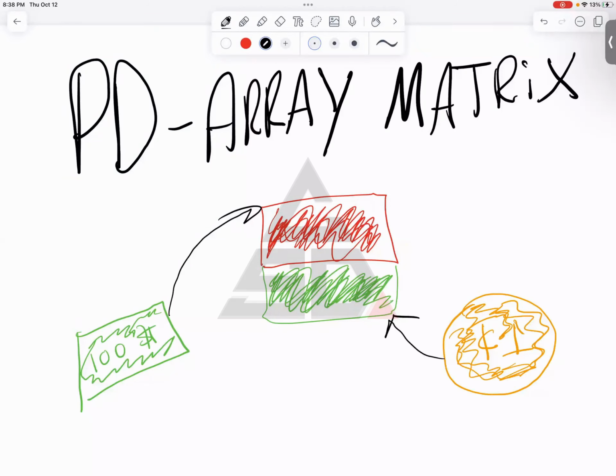The PD array is very powerful because it's somewhat of a tool you can use to identify your situations and how you can capitalize on future situations with time and price. Basically, it's a tool that identifies where you are in the market, and you can project what you're going to do in the future. That's essentially what it is.